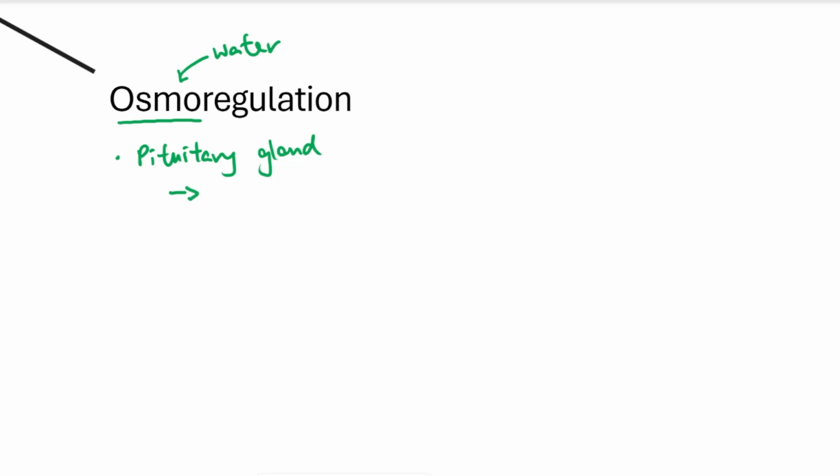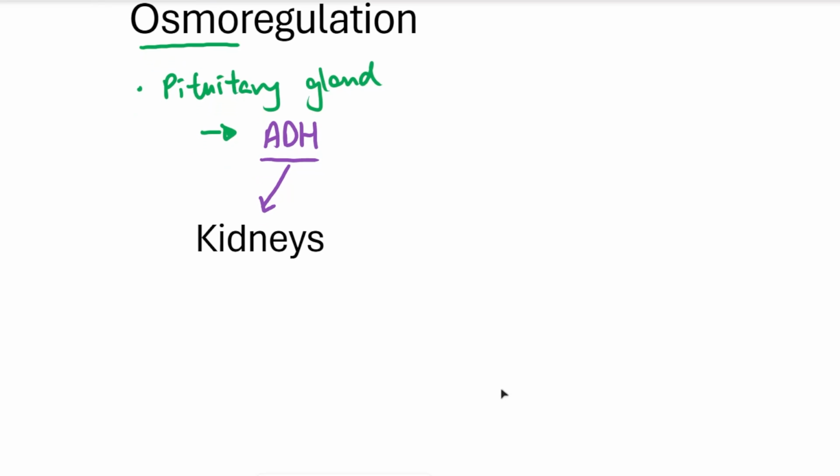So the key thing is that the pituitary gland can release a hormone called ADH. ADH stands for antidiuretic hormone, and this hormone specifically travels through the bloodstream to the kidneys, which does osmoregulation for us. So what you need to know in this topic as well is how does the kidney actually function?